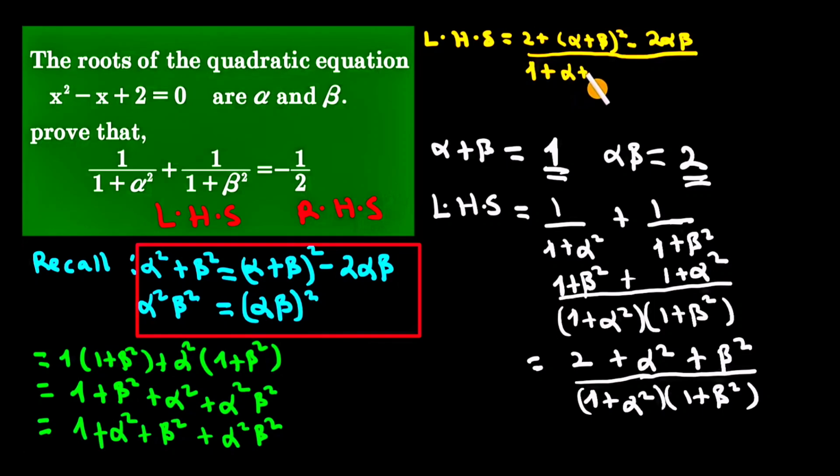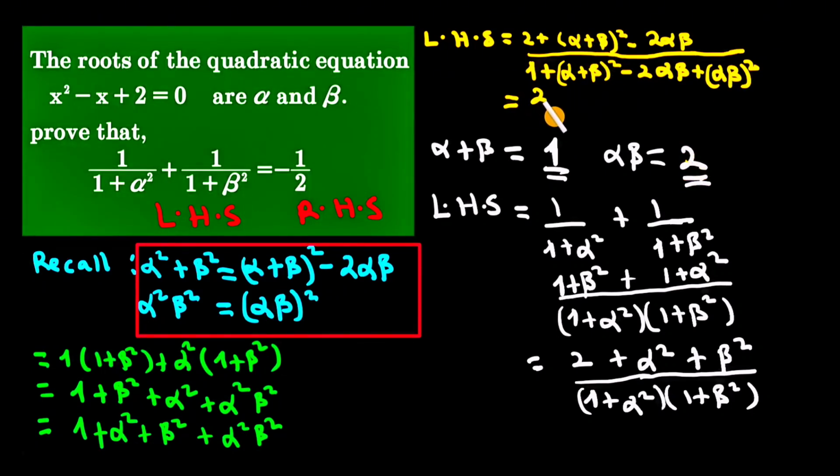That is alpha plus beta all that squared minus 2 alpha beta plus alpha squared beta squared. And you know, alpha squared beta squared is equal to alpha beta squared. So I will replace alpha squared beta squared here by alpha beta squared. That is plus alpha beta all that squared. Now you see that I've put this expression in terms of alpha plus beta and alpha beta. I can then substitute 1 in the place of alpha plus beta and 2 in the place of alpha beta.